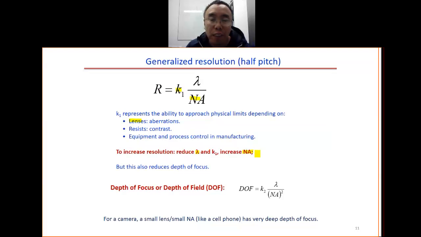But this has some adverse effect, because the depth of focus is given by K2 lambda over NA squared. I believe we got this formula in the 343 course. So you can imagine, when we have a shorter wavelength or bigger NA, we also get smaller depth of focus. The trouble is that with a small depth of focus, some part of the resist may be out of focus, so the image will be blurred. So there is a trade-off between the resolution and the depth of focus.